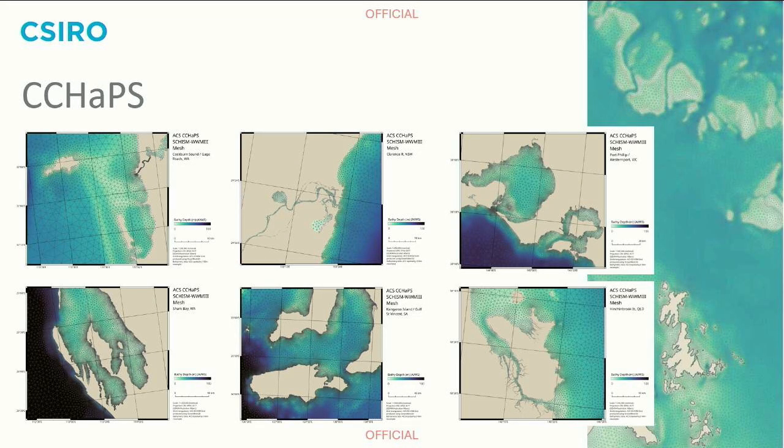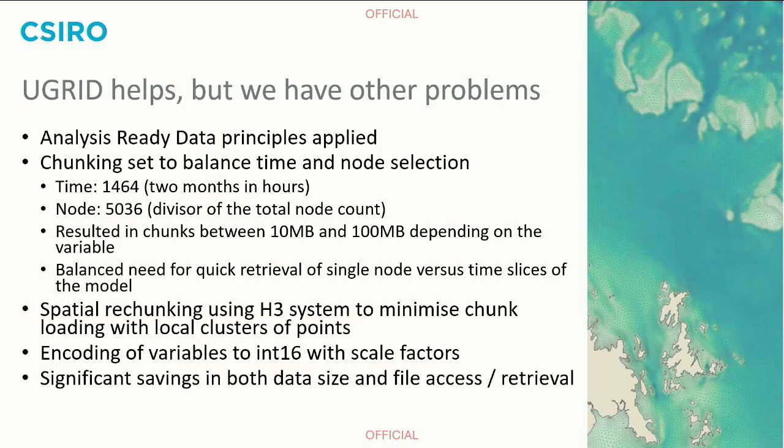It's just some nice, pretty pictures that I've put together over time for this sort of stuff, showing various parts of the mesh around the coastline of Australia. So UGRID helps us to recreate this, but we have other problems with CHAPS data.